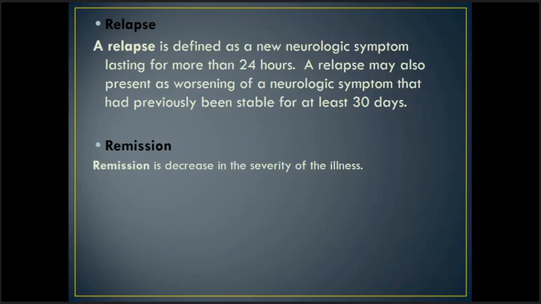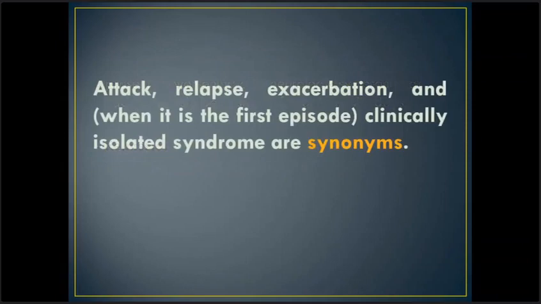يعني كان عنده cerebellar ataxia, for example, and improved for 1 month or more, maybe months, years, and then has cerebellar ataxia again, say left side limb ataxia, it will be a new relapse. So it will be dissemination in time. Remission is not necessarily to regain normal, but improvement, decrease in severity. So the attack, relapse, exacerbation, and clinically isolated syndrome are synonyms.